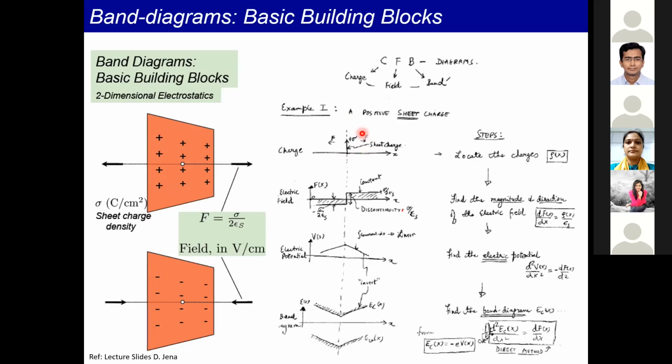You can do integration of this charge using Gauss law and find out the electric field. And you know what is the electric field? It is sigma by 2 epsilon s going away on both sides. I'm assuming an infinite sheet charge for now. So essentially I have a constant electric field, positive in the positive direction, and a constant negative electric field in the negative direction. I do one more integration of this field as a function of position and I get potential. Once I have the potential, I can multiply that with minus q and I get the conduction band.